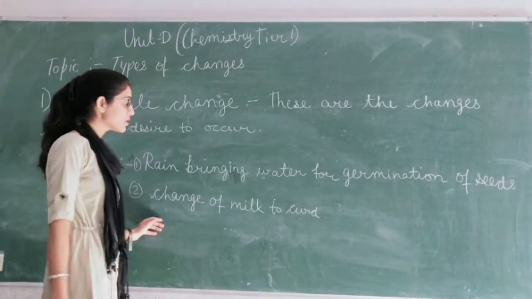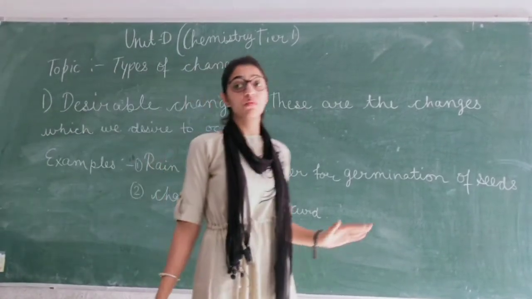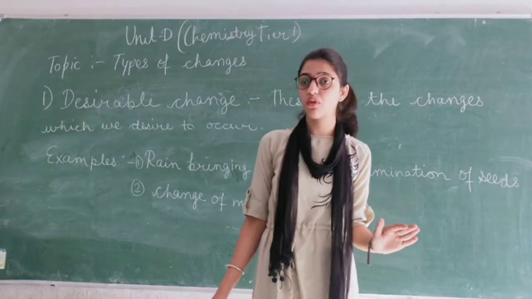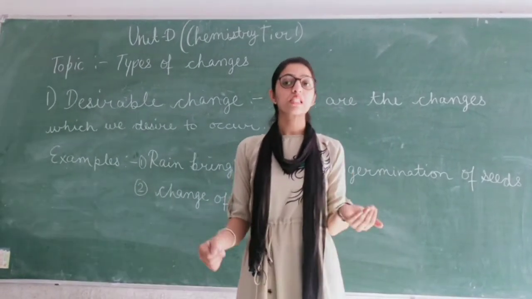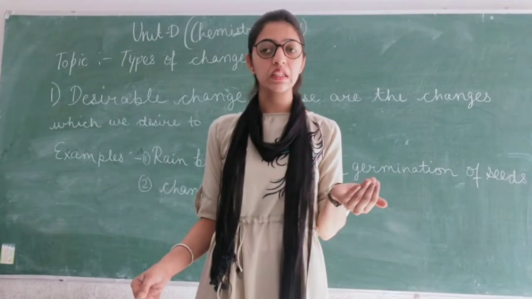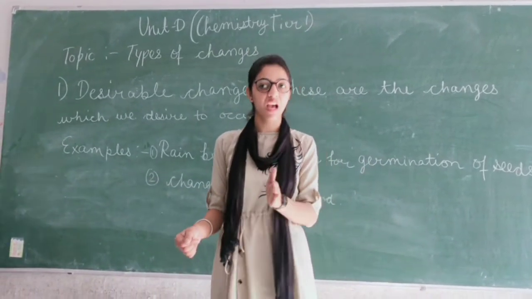And the next one is change of milk to curd. We want curd. This curd is obtained from milk. Therefore, this change is a desirable change.